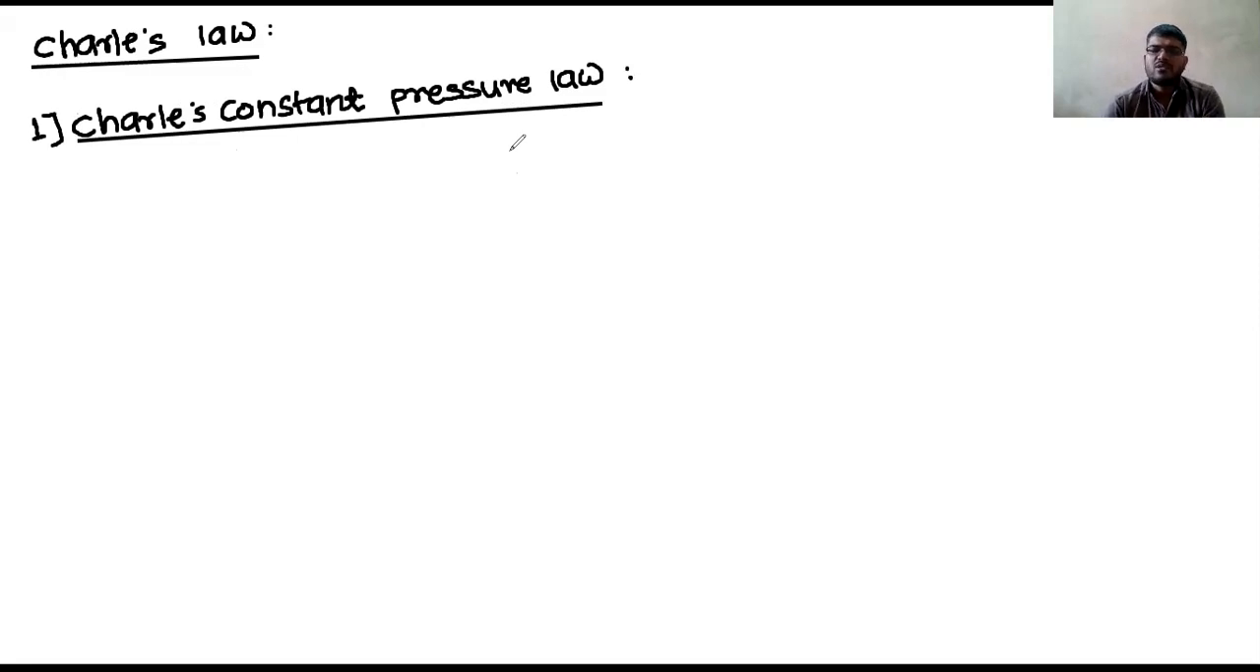Now in Charles' law, what is constant here? Pressure is constant. In the first law we are learning, that is the constant pressure law. Now what is left? Volume and temperature. So according to this, volume is directly proportional to temperature at constant pressure. So what is the statement of this law?